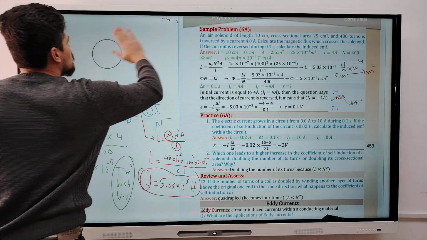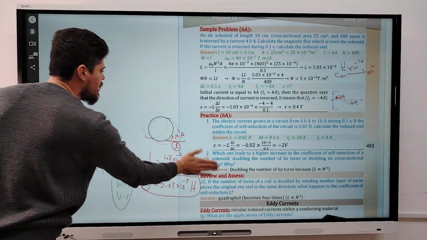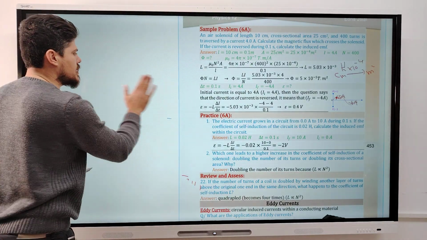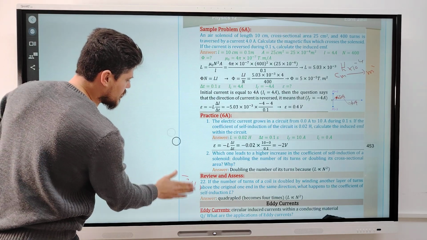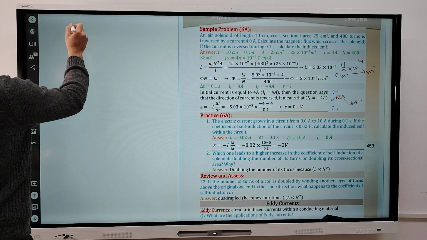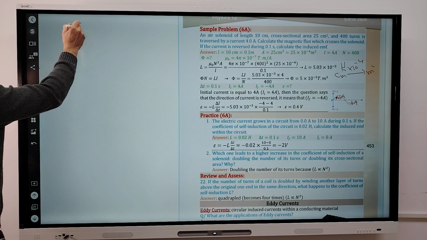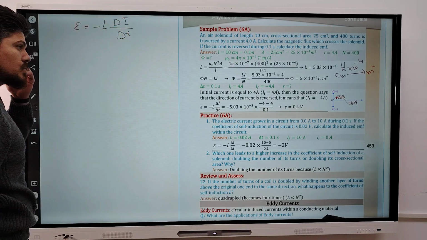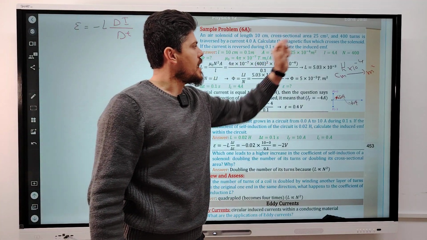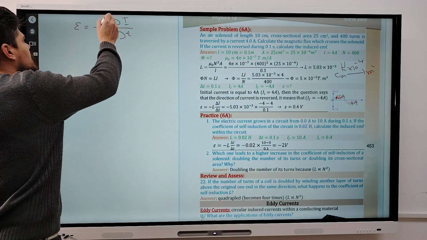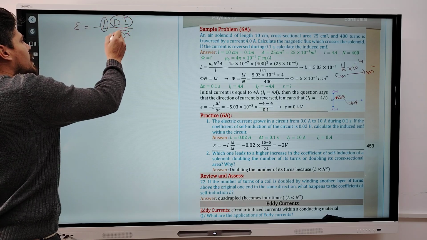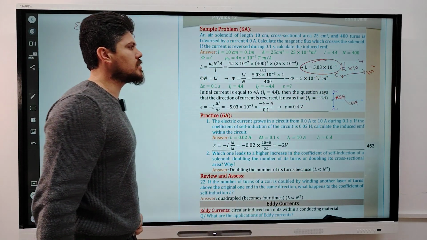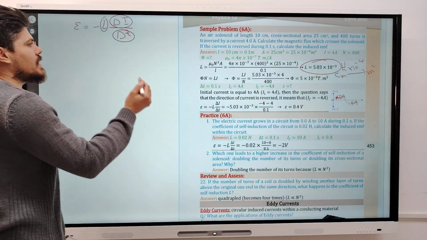The second part of this question is to find the induced EMF in this coil or in this circuit. To find the induced EMF in this coil, at first you have to write down the equation. The equation of self-induction is equal to what? L delta I over delta T. To find the induced EMF, we need what? Coefficient of self-inductance, change in current, and time. Do we have coefficient of self-inductance? Yes, 5.03 times 10 power negative 3 Henry. Do we have change in current?